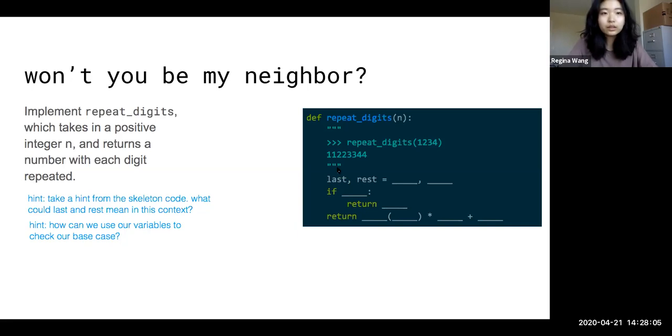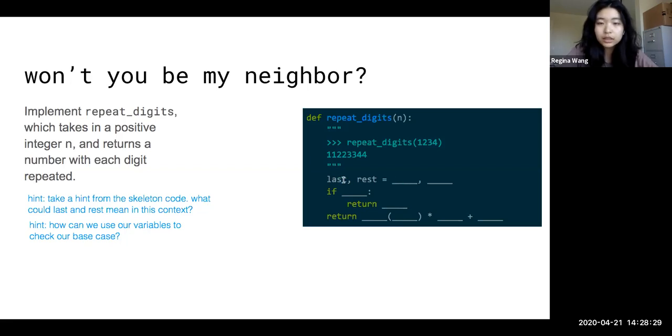Okay, let's go over the solution for this question. We're given this number n, and we want to repeat all the digits. The skeleton code gives us a hint because it names these variables for us, last and rest. In this context, last and rest would mean the last digit and the rest of the digits.